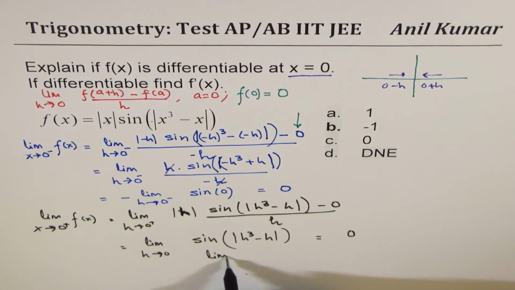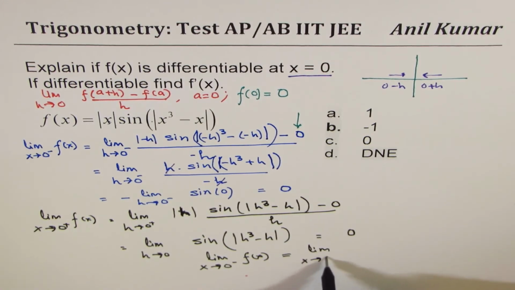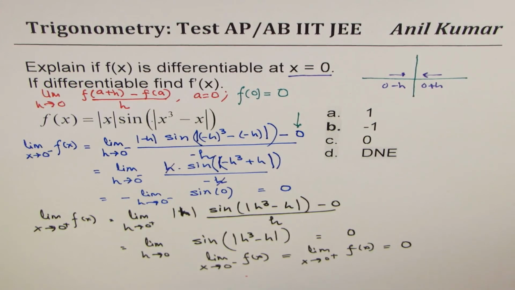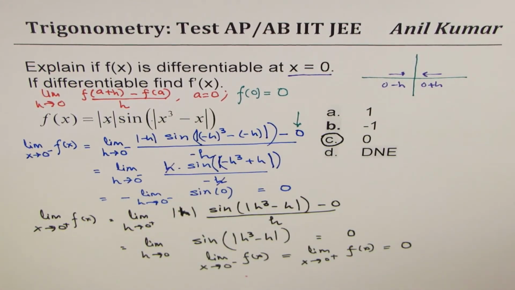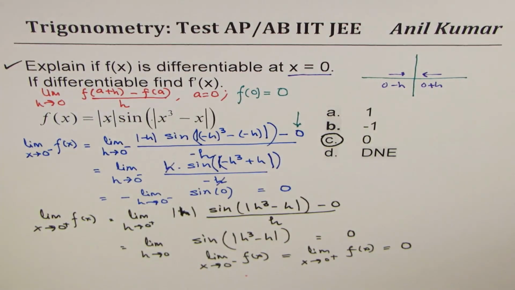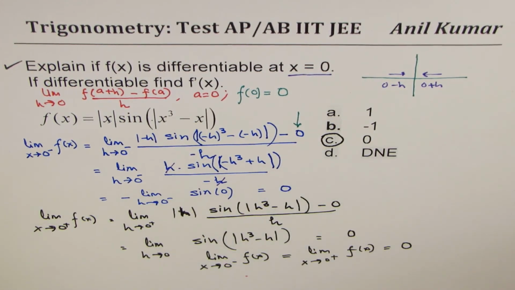So we see that the limit for x approaching 0 from the left side for the function is the same as the limit as x approaches 0 from the right side for the given function, and both are equal to 0. So the answer is C for us. So it is differentiable as x approaches 0. So the first part is, is it differentiable? Yes, it is, and the value is 0. Right? So that is how you could do it.